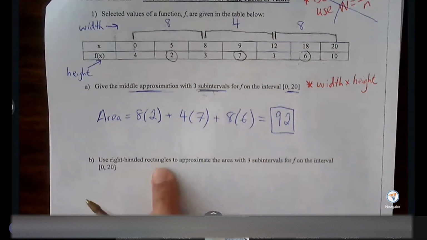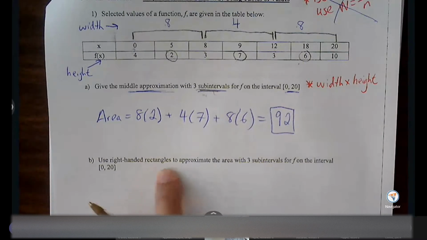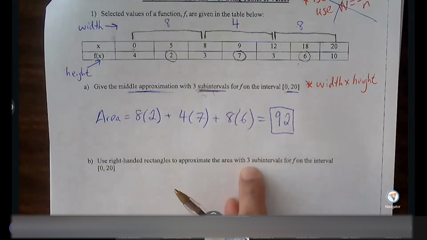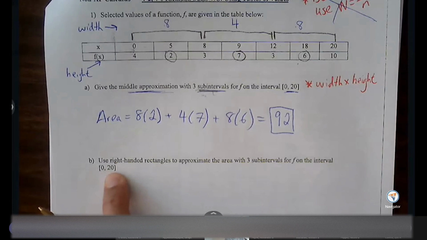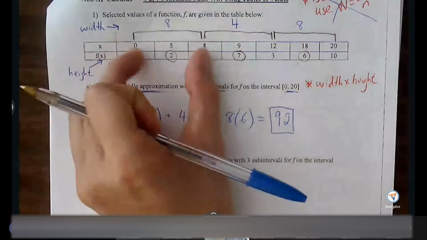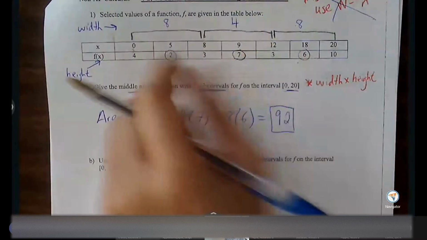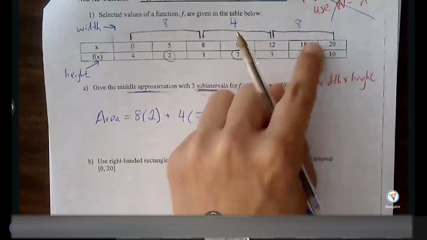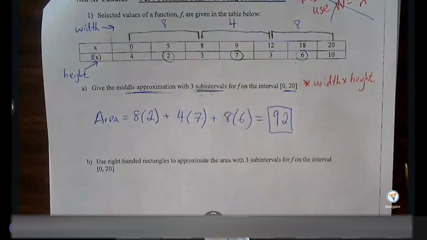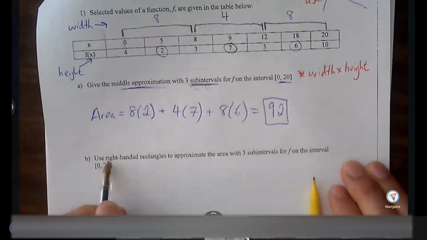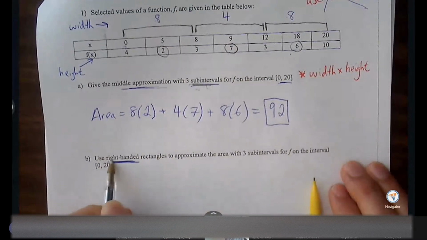All right, let's do part B. Use right-handed rectangles to approximate the area. So with right-handed rectangles, we're still using the same number of subintervals. We're still going across the same endpoint to endpoint. So that means our subintervals are going to stay the same. We're still using the same width for each rectangle. But now the difference is that we're going to be choosing a height that is in a different location.